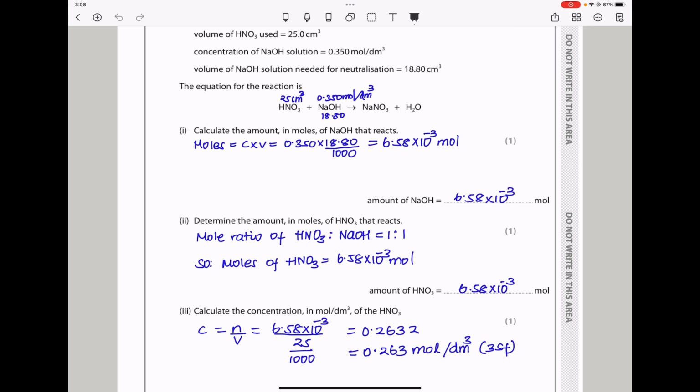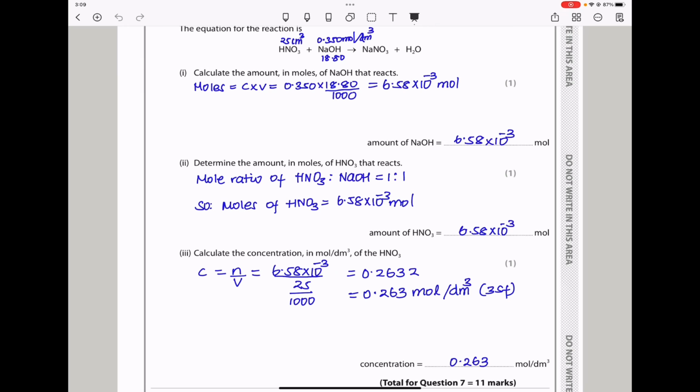So the first question says, calculate the amount in mole of sodium hydroxide that reacts. I'm going to use this information, which is that concentration and that volume. So number of moles is going to be concentration times volume, which is equal to this concentration times the volume. But I divided it by 1000 in order to convert it to decimeters cubed. And my answer was that in mole.